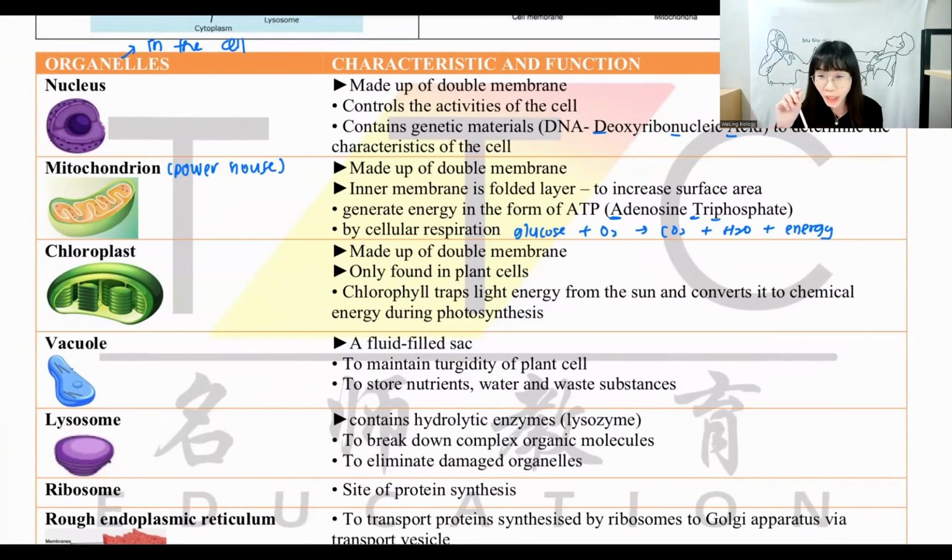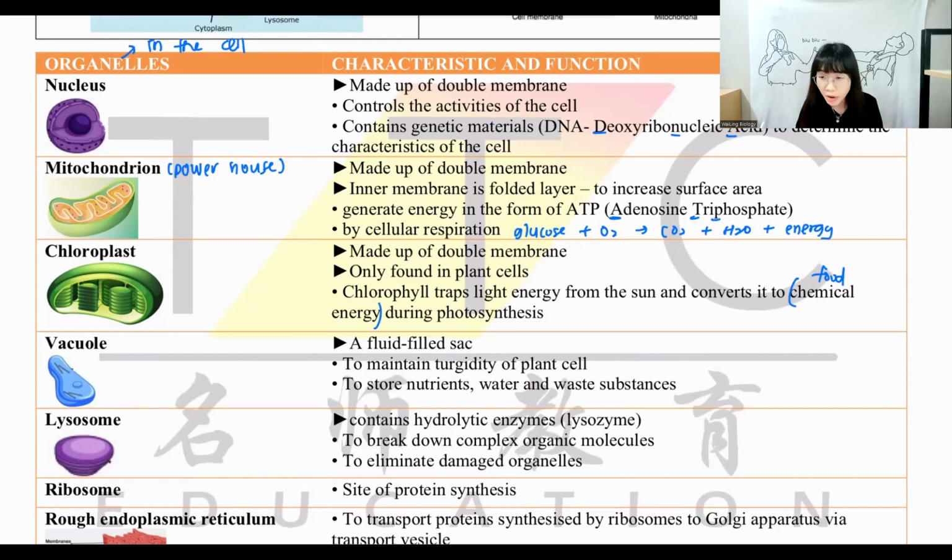Without chlorophyll, the chloroplast will never trap sunlight. So it's the chlorophyll that traps sunlight, not the chloroplast. They convert light energy into chemical energy. Chemical here refers to food. So that's why when they carry out photosynthesis, they produce glucose or starch. It's the chlorophyll that traps sunlight.